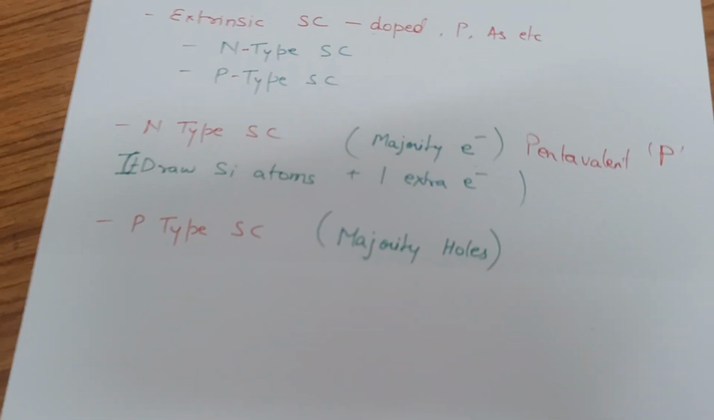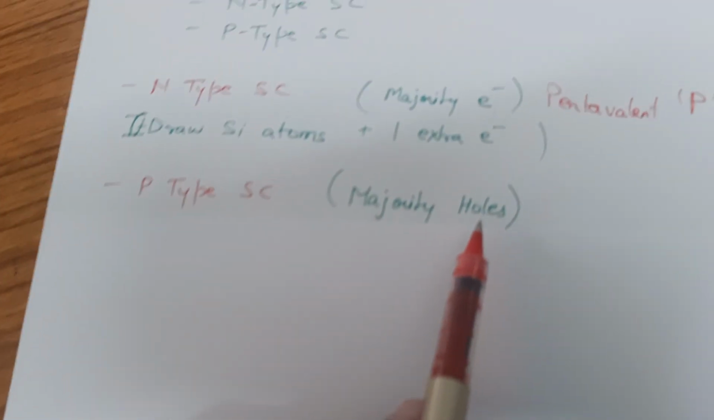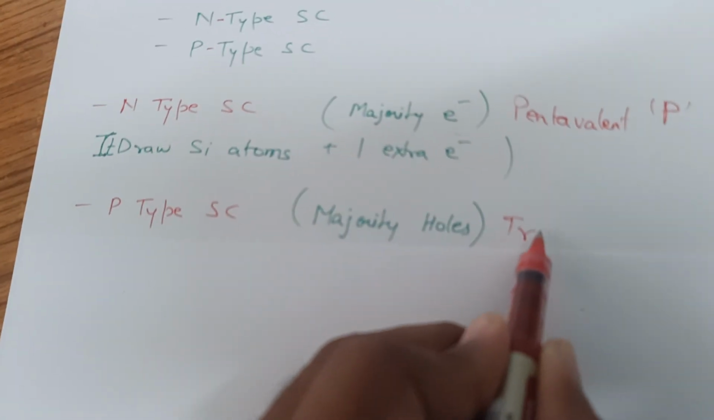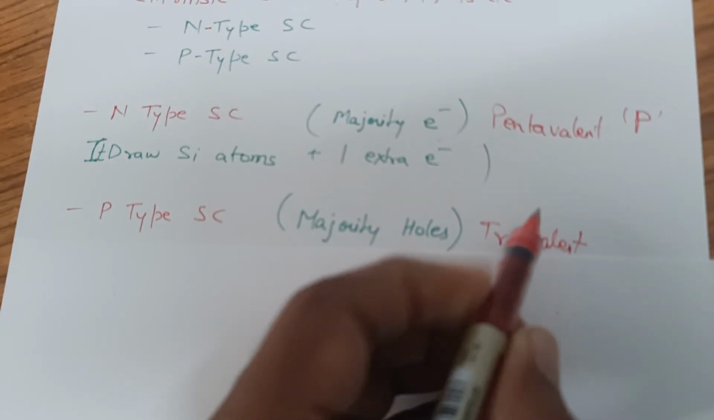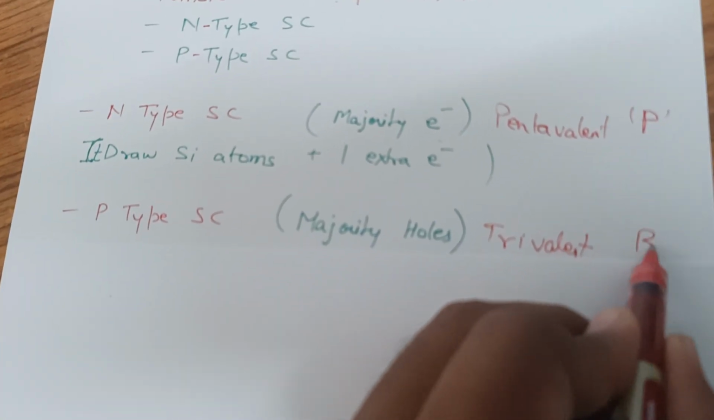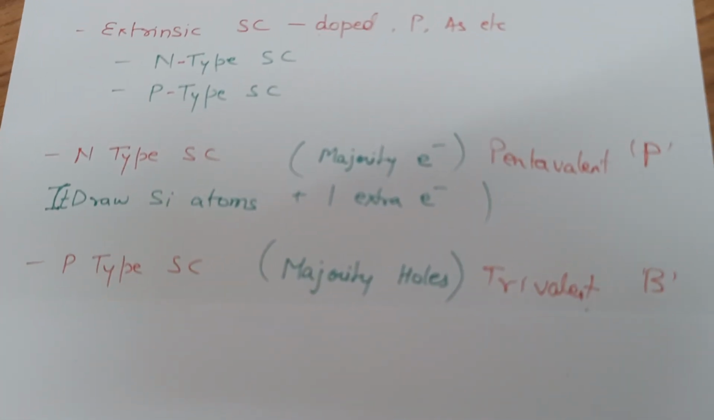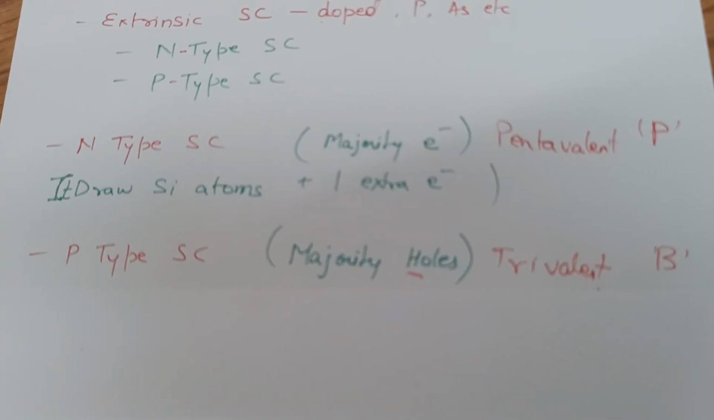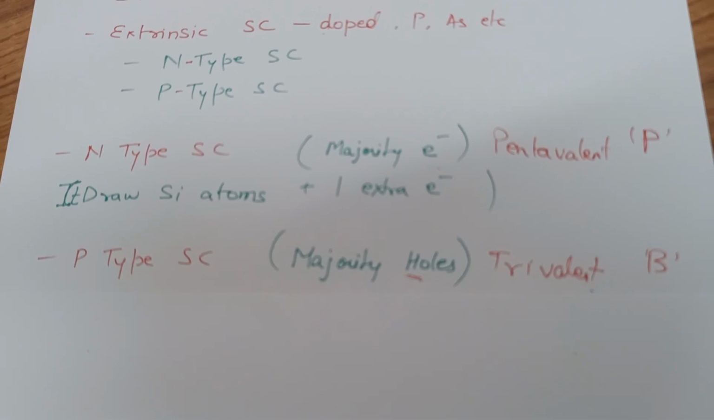Now in the p type semiconductor the majority carriers are holes, and here we dope with trivalent impurities, and the impurity's name is boron. In boron we have a lack of electrons, that's why holes are created, and due to the holes the majority carriers become holes.